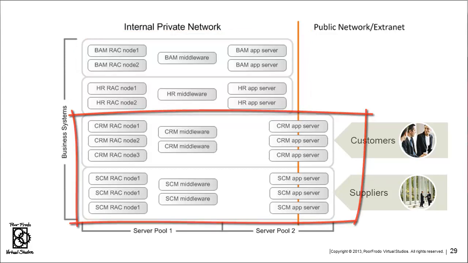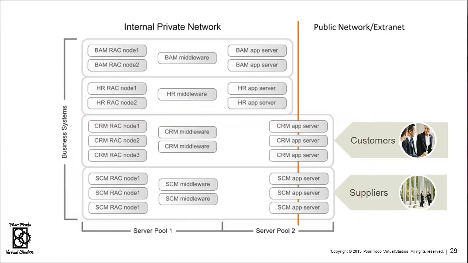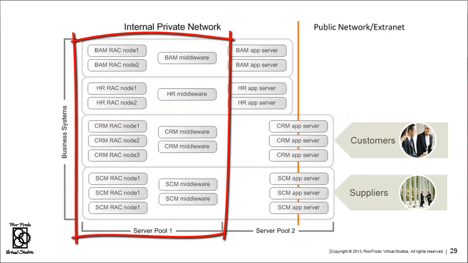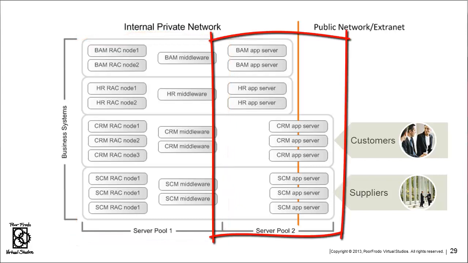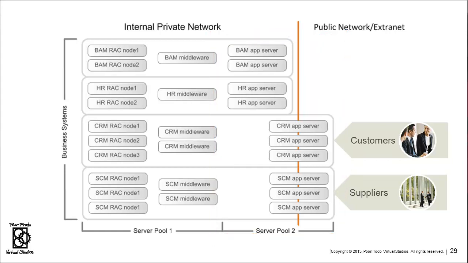These business systems will be hosted on two different server pools. Server Pool 1 will be used as the platform for our data stores and middleware, and Server Pool 2 will be used as the platform for our application servers. That means each of our server pools will require slightly different network infrastructure, which are dictated by the way we construct our VLAN groups. Now, we'll talk about VLAN groups in much more detail later on.